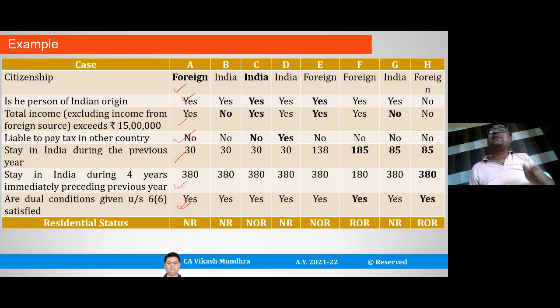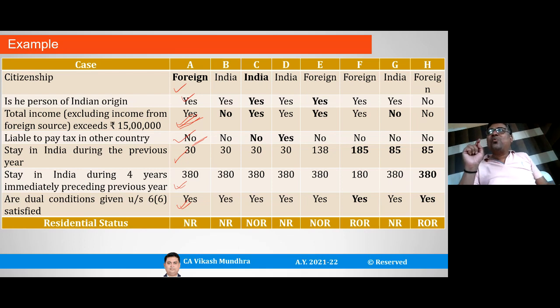But there is one more provision, Section 61A. If his total income exceeds rupees 15 lakh other than income from foreign sources, and he is not liable to pay tax in any other country, both of these conditions are satisfied. His income excluding income from foreign sources exceeds rupees 15 lakh and he is not liable to any other country, what will be his residential status? Non-resident. Why?